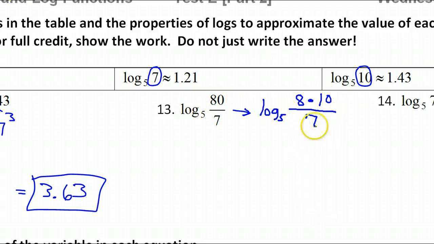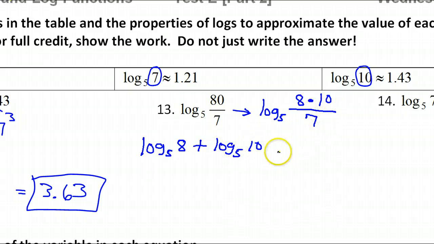Now, notice that I have 3 factors here, 3 of them. That means when I expand this, I'm going to have 3 log terms. Anything in the numerator is going to give me a positive term, and anything from the denominator will give me a negative term. So I should have 2 positive terms and a negative term. So here we go. I'm talking about log base 5 of 8, positive term, plus log base 5 of 10, another positive term, minus log base 5 of 7, only a negative term because it comes from the denominator.